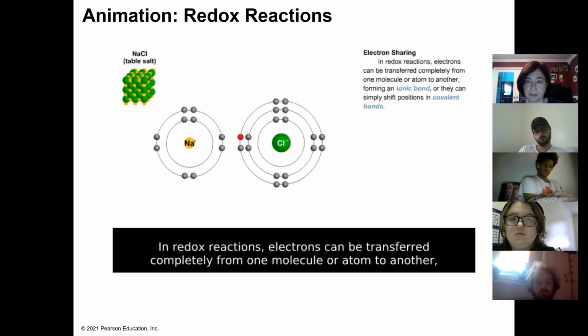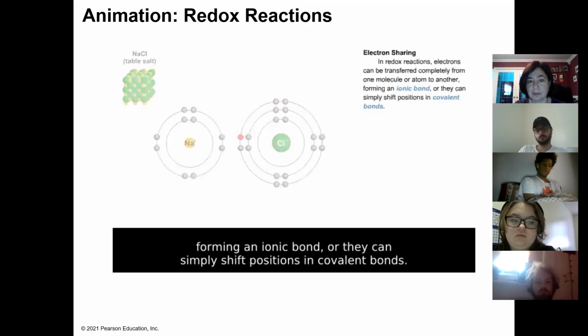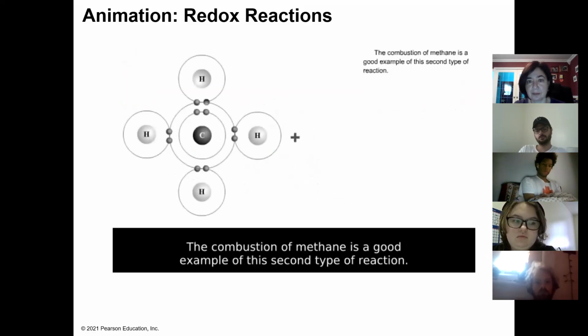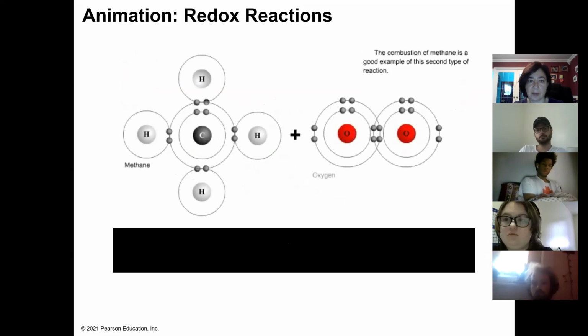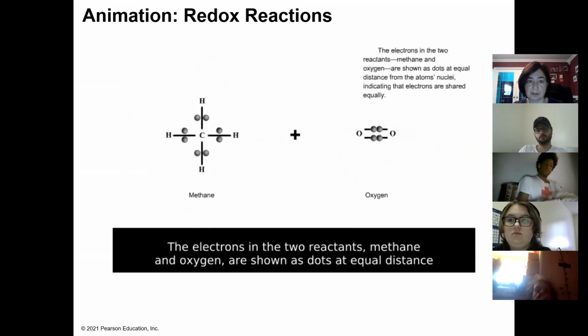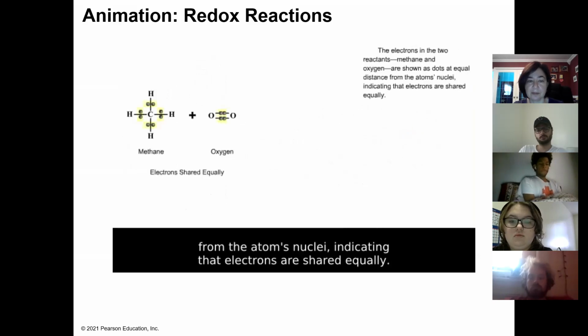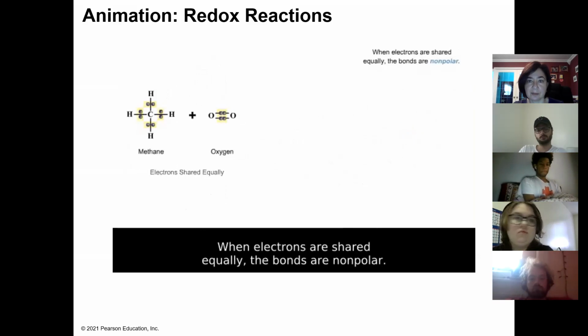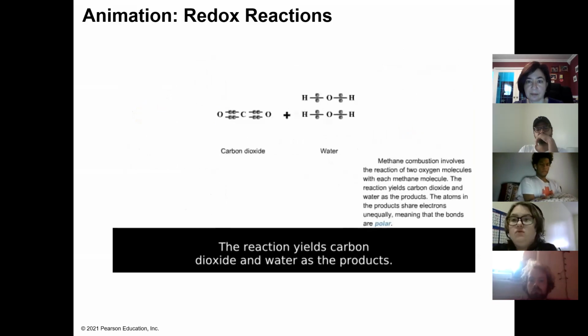In redox reactions, electrons can be transferred completely from one molecule or atom to another, forming an ionic bond, or they can simply shift positions in covalent bonds. The combustion of methane is a good example of this second type of reaction. The electrons in the two reactants, methane and oxygen, are shown as dots at equal distance from the atoms' nuclei, indicating that electrons are shared equally. When electrons are shared equally, the bonds are nonpolar. Methane combustion involves the reaction of two oxygen molecules with each methane molecule. The reaction yields carbon dioxide and water as the products.